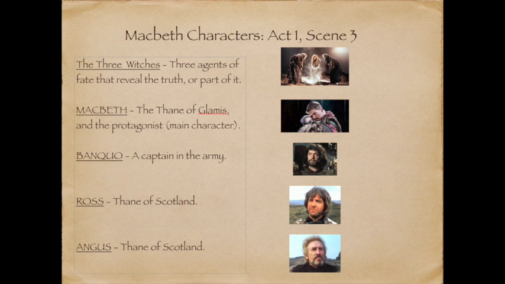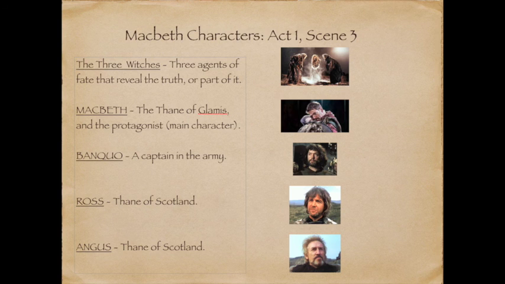The characters that are involved in Act 1, Scene 3 are the three witches, who are the agents of fate that reveal the truth or part of it. Macbeth, who at this stage is the Thane of Glamis, and he's the protagonist of the entire play. Banquo, who's a captain of the army and a friend of Macbeth, and Ross and Angus, who are thanes of Scotland.